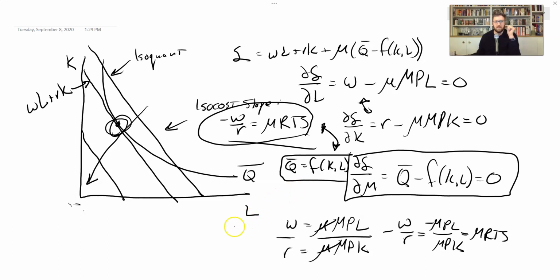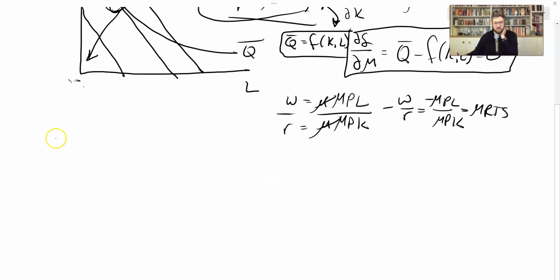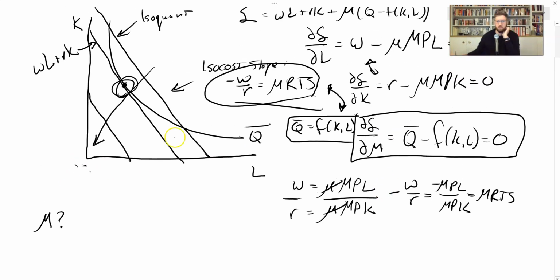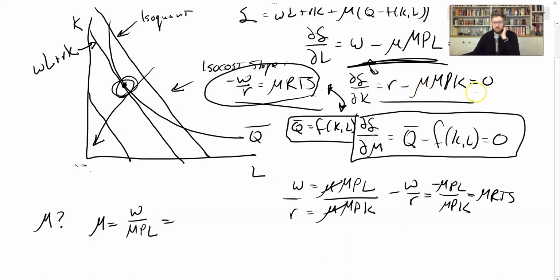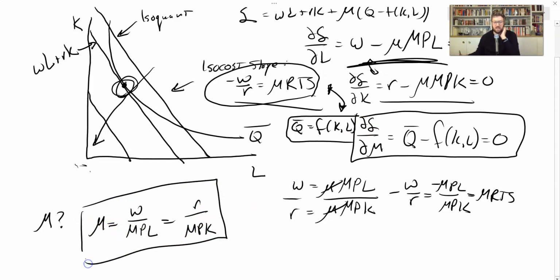The other thing is, it's worth spending a minute to think about what this mu really signifies. If we rearrange this condition up here, we can write mu equal to W divided by the marginal product of labor. Or we can rearrange the other one, add mu times MPK to both sides and then divide by MPK, and we get this alternative definition. What's that telling us?